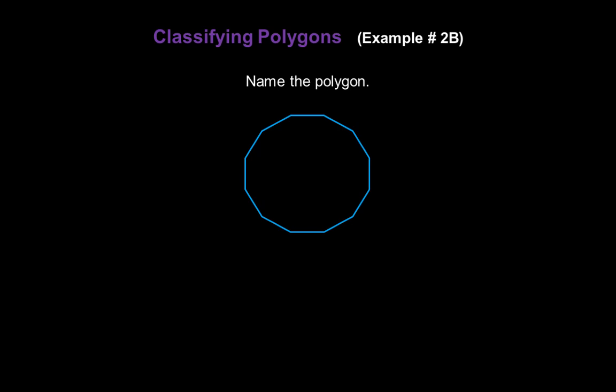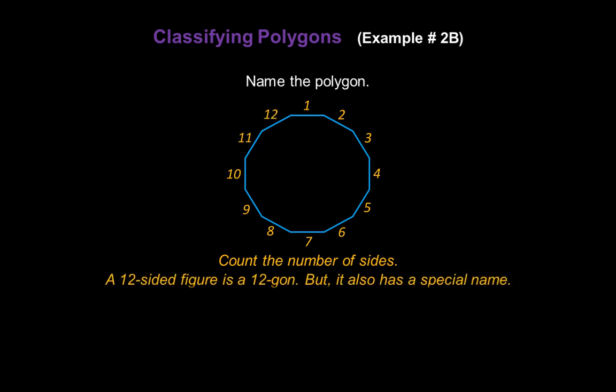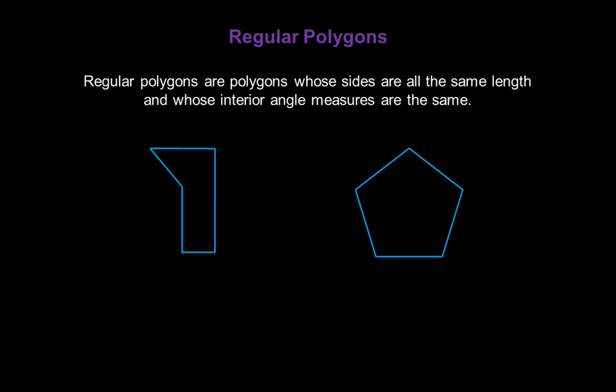What's the name of this figure? Again, let's count the number of sides. 1, 2, 3, 4, 5, 6, 7, 8, 9, 10, 11, 12. A 12-sided figure is a 12-gon, but it also has a special name. We didn't talk about it earlier, but it's called a dodecagon.